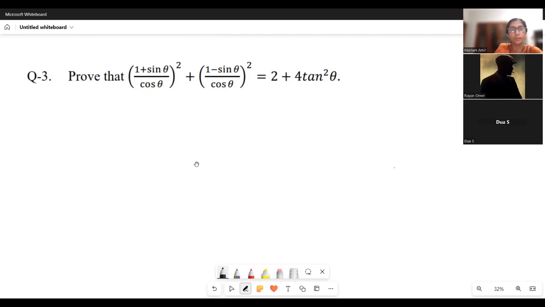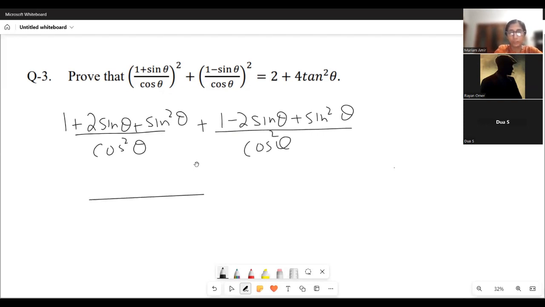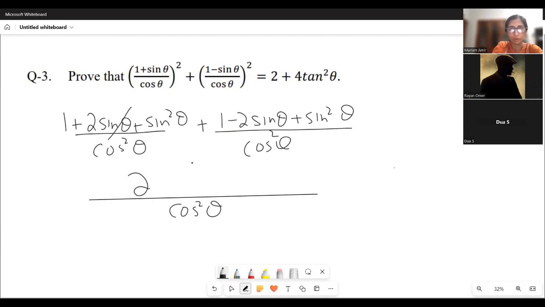So the numerator for the first fraction would be a square plus 2ab plus b square. The denominator is cos square theta. And for the other one, it's a square minus 2ab plus b square. The denominators are the same already, so we can take LCM here. And we have 2, and then the cos terms get cancelled, and we have plus 2 sine square theta.